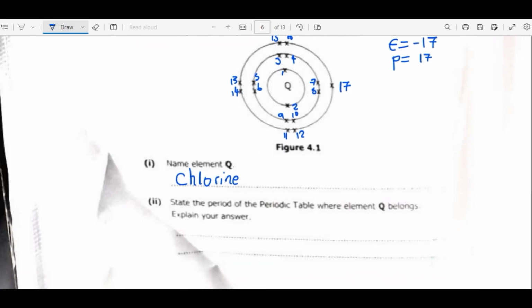Then Roman number 2, state the period of the periodic table where element Q belongs. It is in period 3. Now, how do you know the period? You just have to count the number of shells. So shell 1, 2, 3. The number of shells determines the period, while the number of electrons in the outermost shell tells you the group in which that particular element is found. So because it has 3 shells.